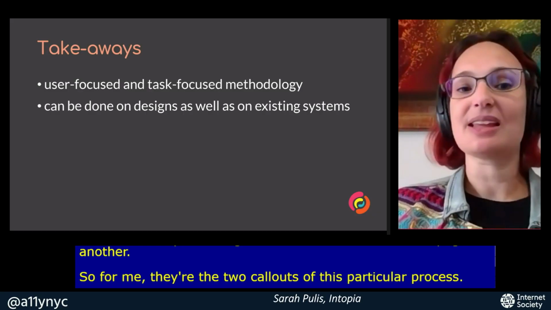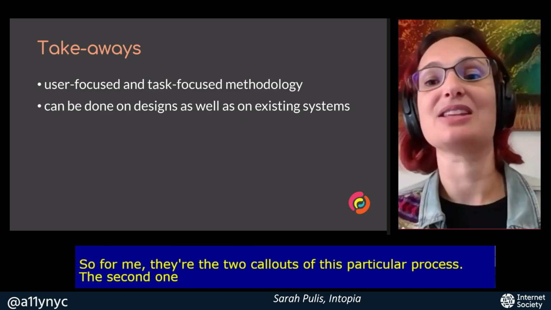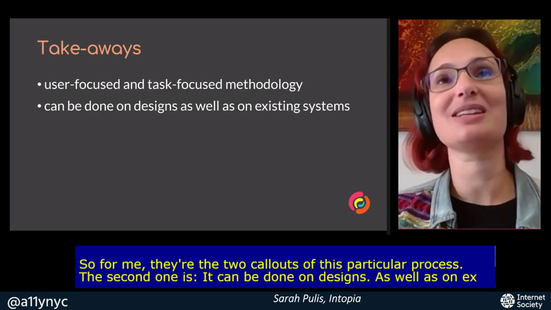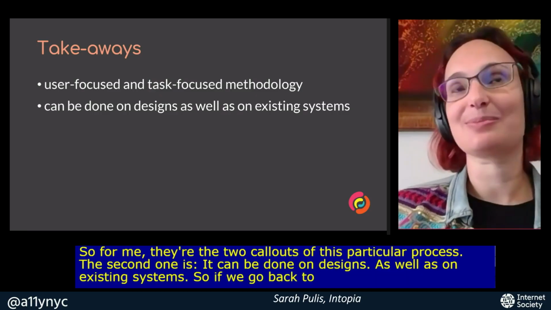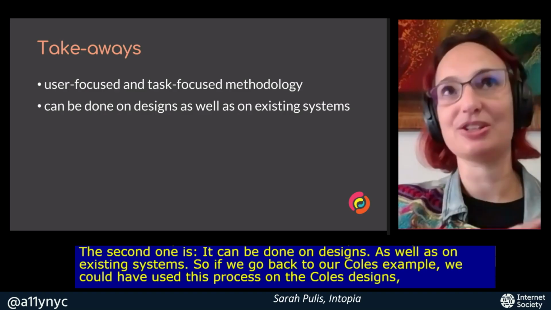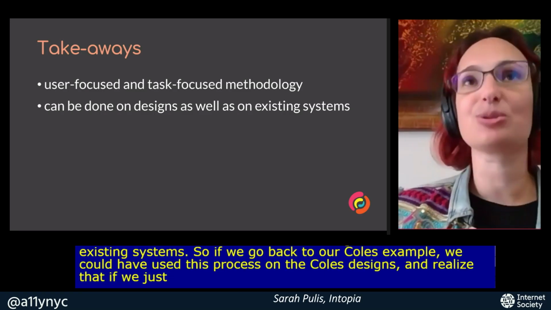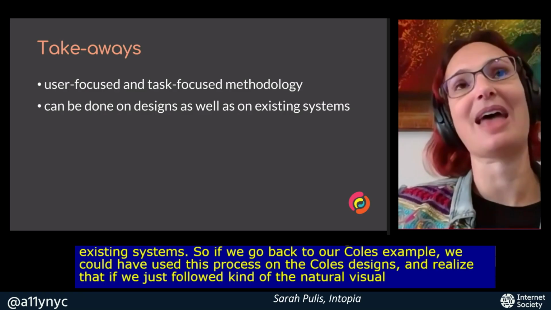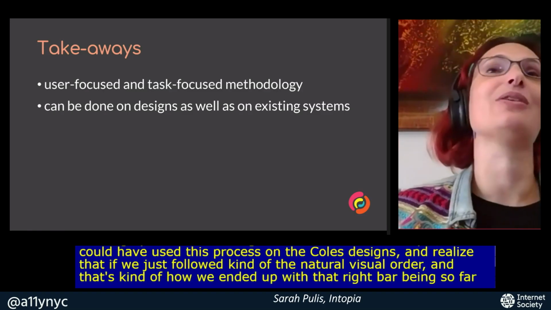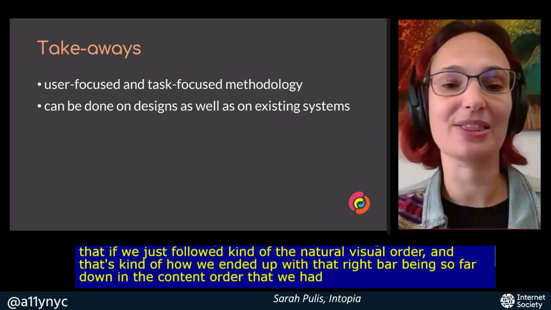The second one is it can be done on designs as well as existing systems. So if we go back to our Coles example, we could have used this process on the Coles designs and realized that if we just followed the natural visual order, and that's how we ended up with that right bar being so far down in the content order that we had all those tabs to get through.